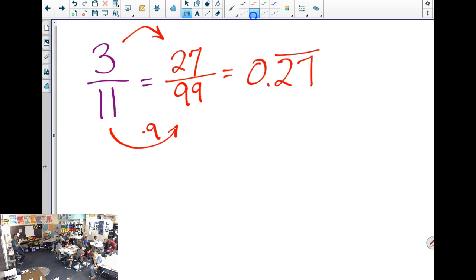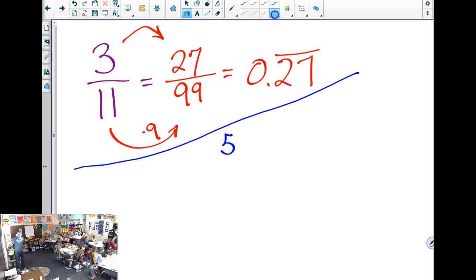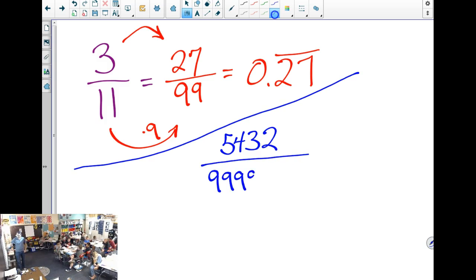I got 2 minutes. Let's see if we paid attention. If I gave you this, write down the decimal of this. No talking. You only have to write it once. Don't write it multiple times. Write it once and put the repeating bar above it.